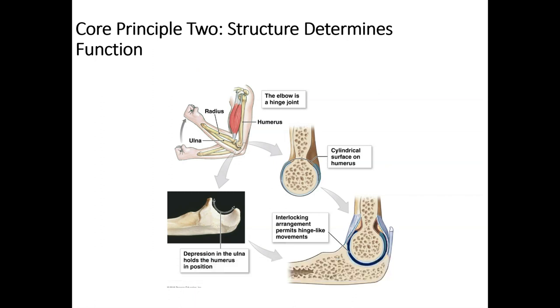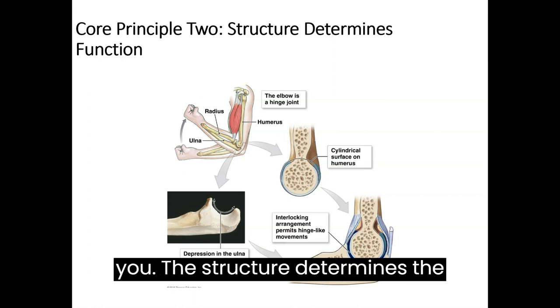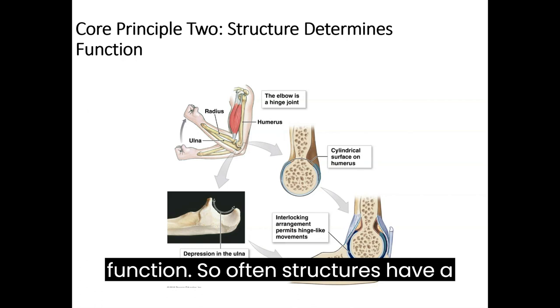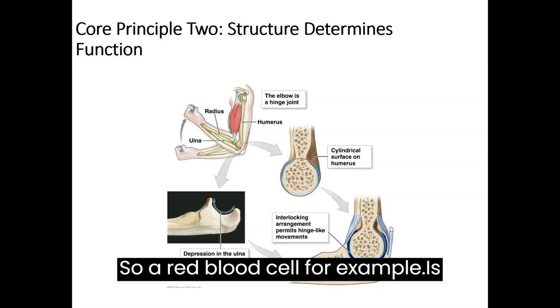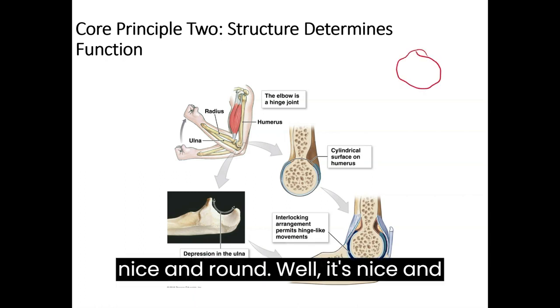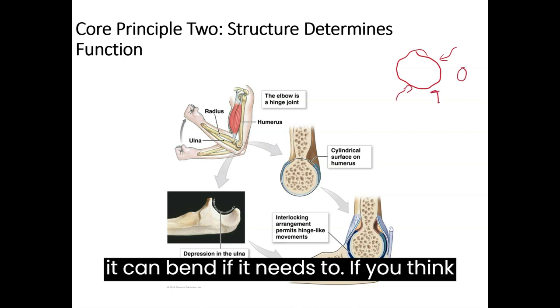Whenever we look at just the shape, think about the shape of cells as well. I think this will help you. The structure determines the function. So often structures have a certain shape because of what they do. So a red blood cell, for example, is nice and round. Well, it's nice and round because that makes it flexible so it can bend if it needs to.